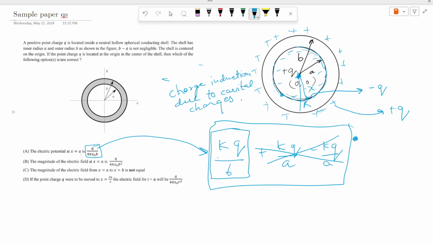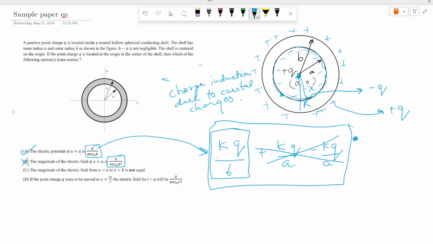Now the second question is that the magnitude of electric field at x equals A should be given by this expression. All right, so I think it's wrong straight out because this is on the shell, right? So we do not consider any field on the shell. The net magnitude of electric field should be 0, right? That is what it should be.